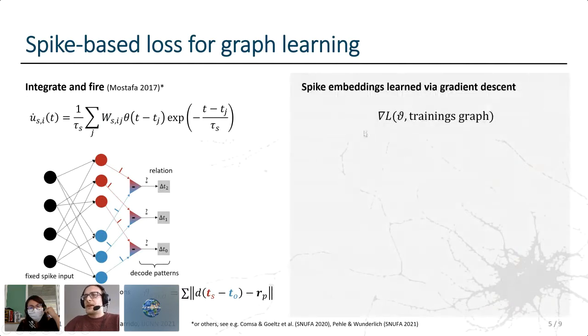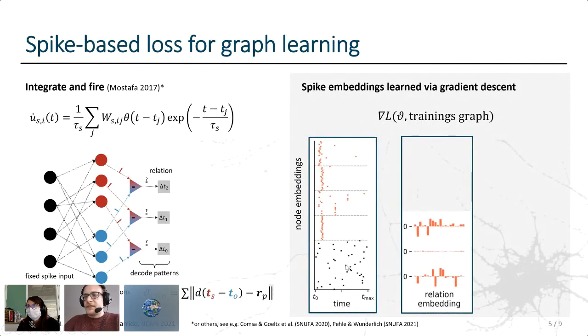For training, we just use a loss function that depends exactly on these scores, so on the spike times, and the training graph, of course. Then we can optimize the spike embeddings and the spike time difference patterns using gradient descent.